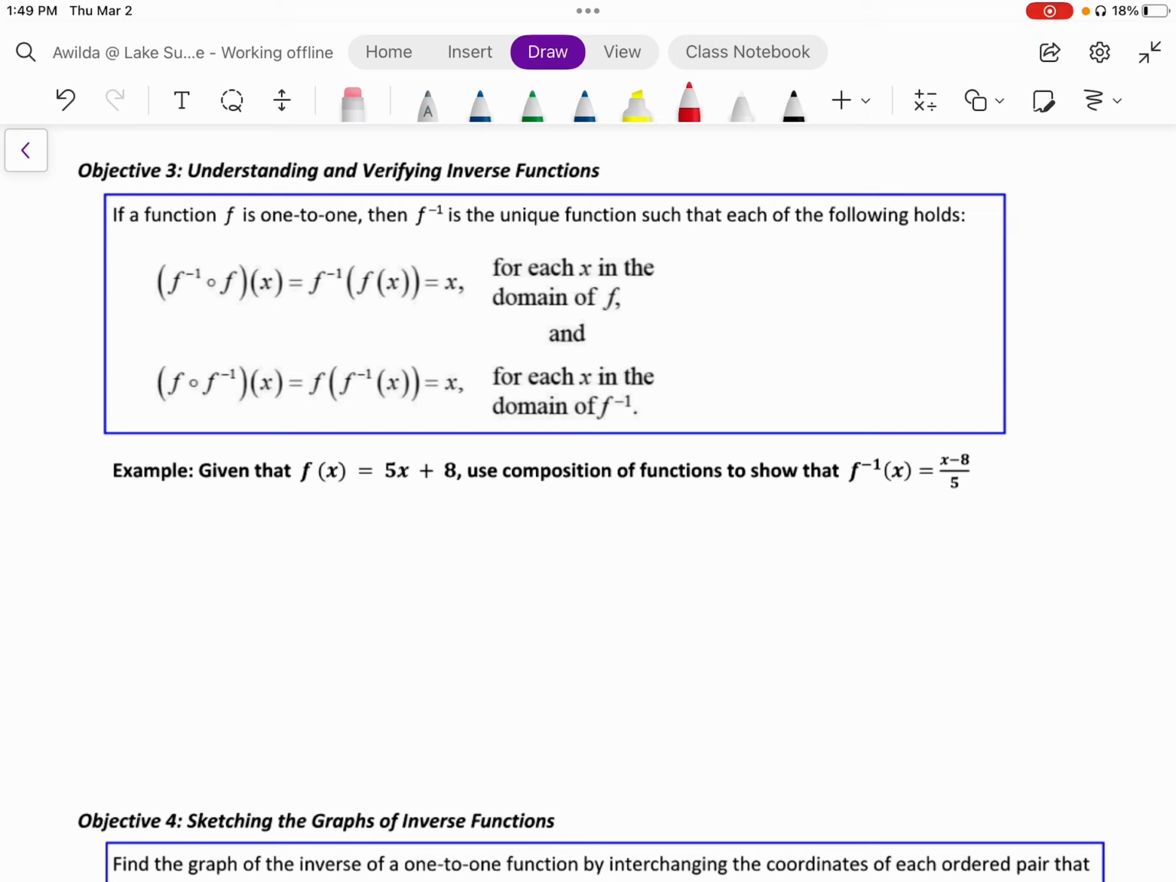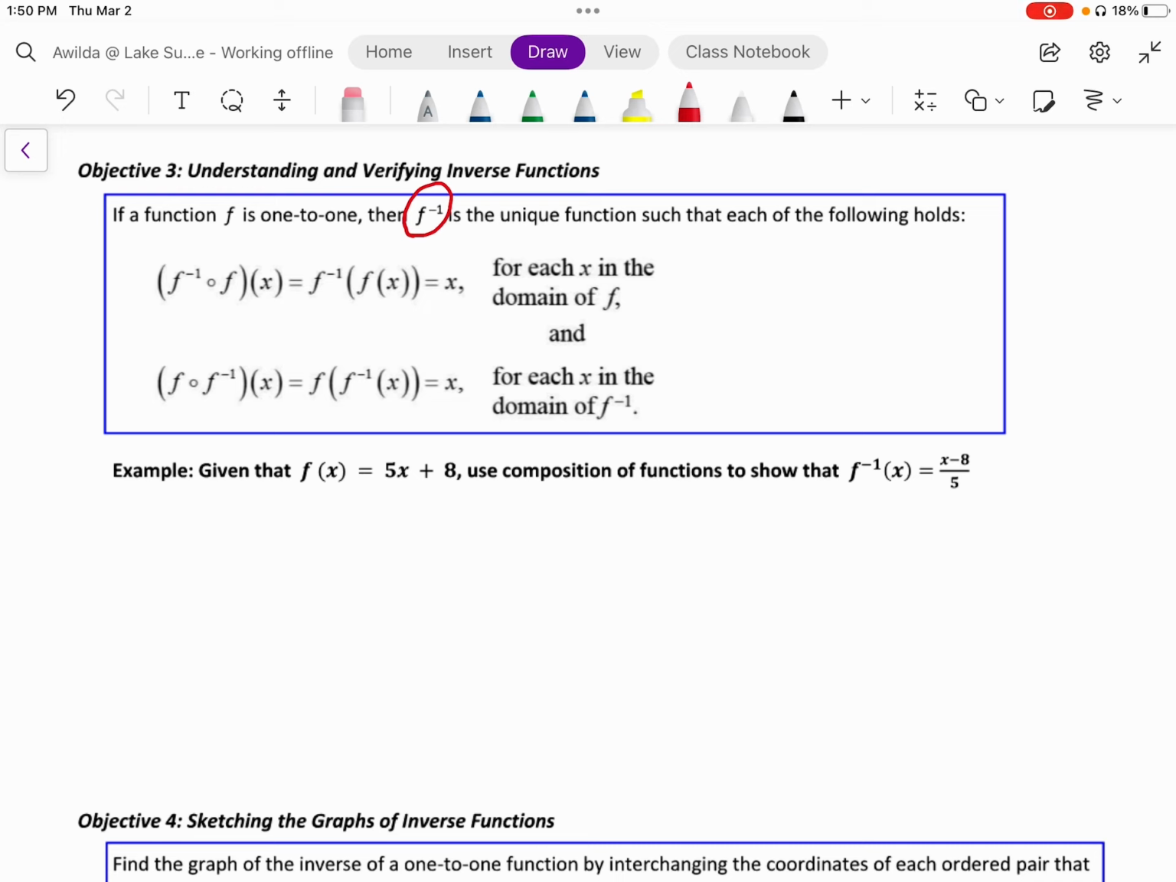So let's talk about what inverse functions actually are. If a function f is one-to-one, then f inverse, denoted with a -1 superscript, which looks kind of like an exponent but is a label, is the unique function such that each of the following holds. The composition of f inverse with f is equal to x, and the composition of f with its inverse when evaluated at x is also equal to x.